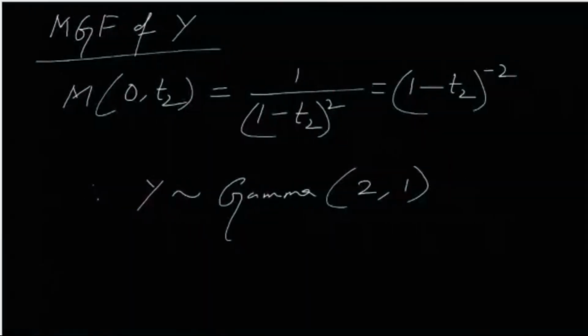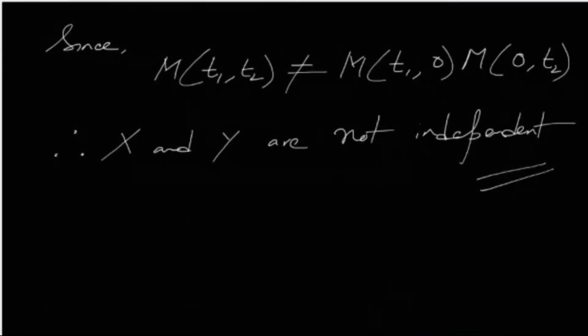But what about the joint? The joint distribution we obviously don't recognize. Since the joint MGF is not equal to the product of the individual MGFs, therefore X and Y are not independent. Had they been independent, the joint MGF would have been the product of the marginal MGFs, but here it is not the case, as you can see. So X and Y are dependent.